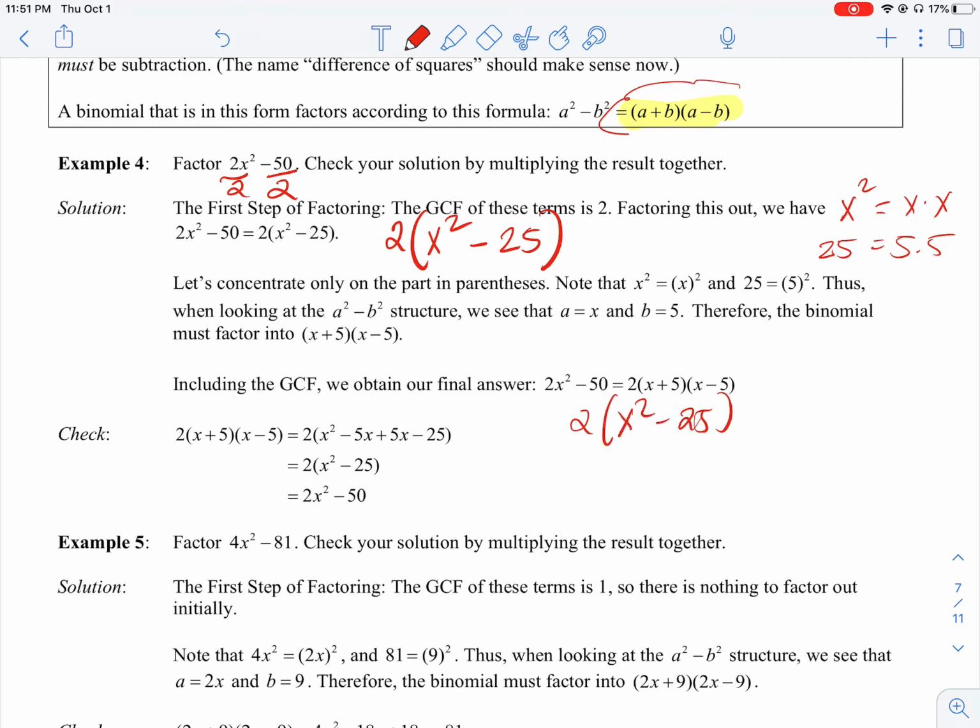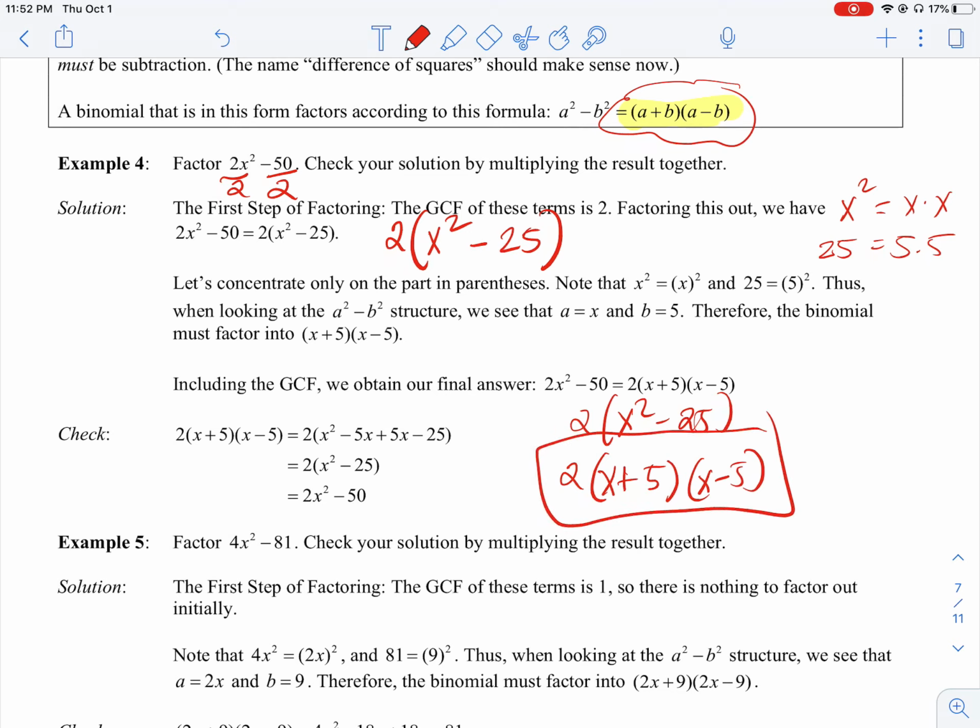Following the formula over here, that becomes x plus and x minus. And since 25 factors into 5 and 5, they both go in here. And so this is our final answer. Is that making sense? Okay, let's go to example number 5.